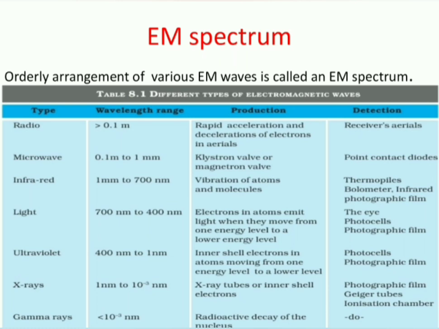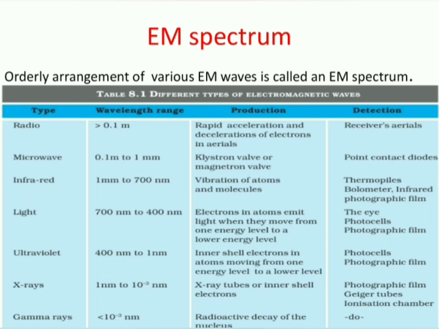For radio waves, the wavelength range is anything greater than 0.1 meter. And you can look at production as well as detection. It can be produced by acceleration and deceleration of electrons in aerials. And coming to detection, receiver antennas or receiver aerials are receivers of electromagnetic radiations, radio waves.